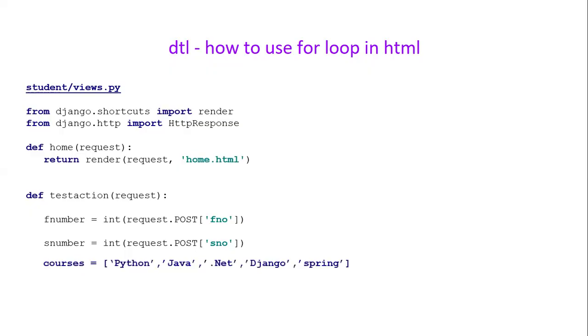For the existing project only, I am adding one more variable, a static variable I have defined. See here, courses. I'm not taking it from the front end. Statically I am defining here all the courses as a list of courses: Python, Java, .NET, Django, Spring Boot, something, right? Now, these courses in the form of a list collection, in my display I have to iterate this courses list and print one by one. This is the requirement.